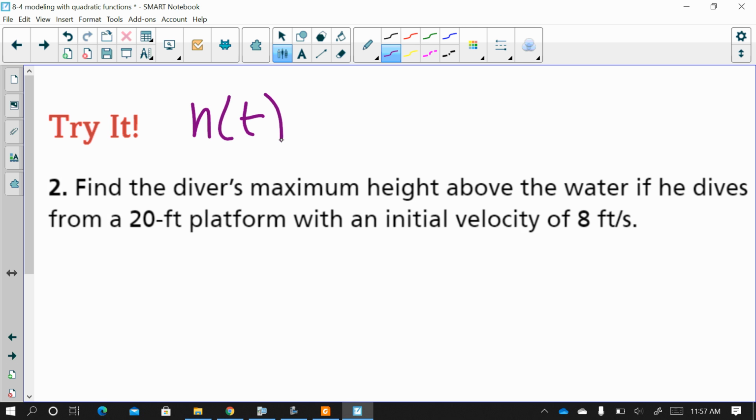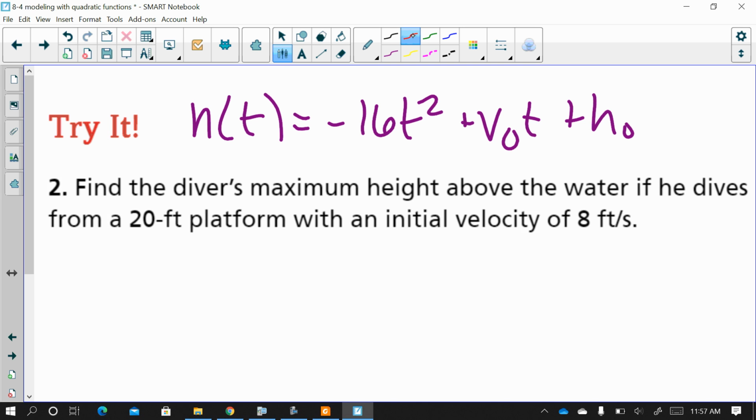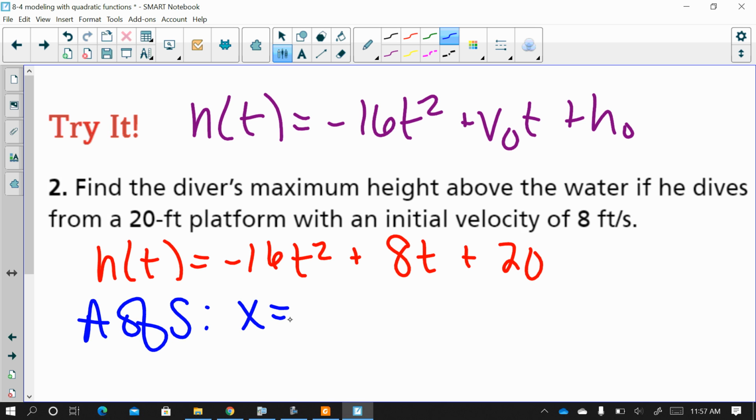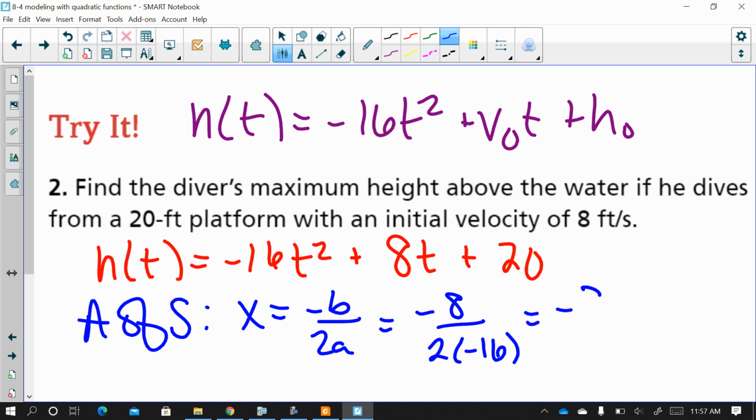Well, remember, h of t is equal to negative 16t squared plus v naught t plus h naught. Okay, so let's plug and chug. So h of t is equal to negative 16t squared plus, initial velocity is 8, so 8t, plus the initial height was 20. Okay, maximum height, again, I'm looking for the vertex. So axis of symmetry, x equals negative b over 2a. 8 is b, so negative 8 over 2 times negative 16. Negative 8 over negative 32. This gives me 1/4, or 0.25 if you want to write it that way.